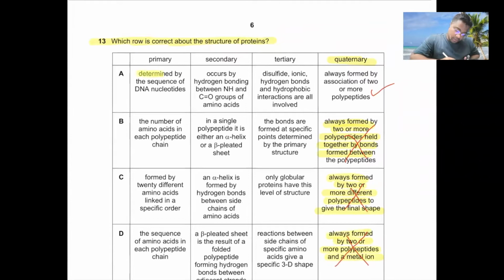All right, the primary structure is determined by the sequence of DNA nucleotides, correct. Occurs by hydrogen bonding between CO and NH groups of amino acids in the secondary structure, also correct. Tertiary: disulfide, ionic, hydrogen bonds and hydrophobic interactions are all involved. Yes, this is correct. So question number 13, A is the correct answer.